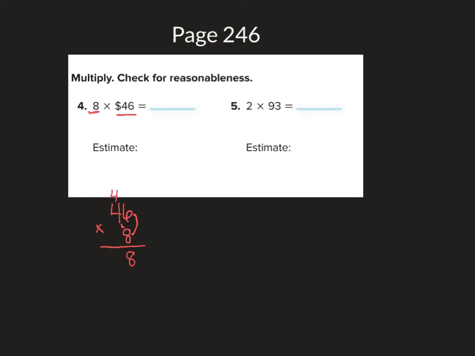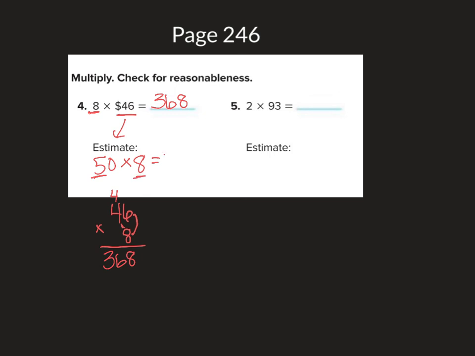Then 8 times 4 is 32, plus 4 more is 36. So we get 368. Let's check with my estimate. 46, I'd say, is about 50. Let's do 50 times 8.